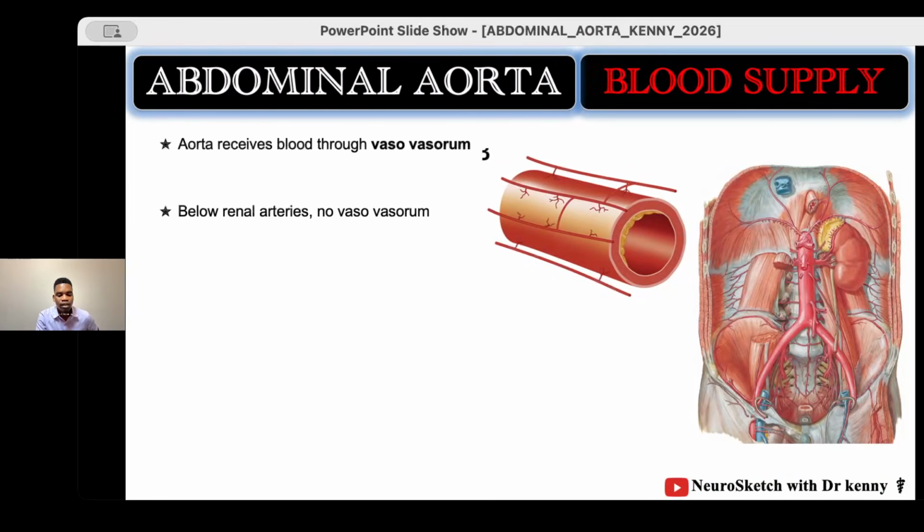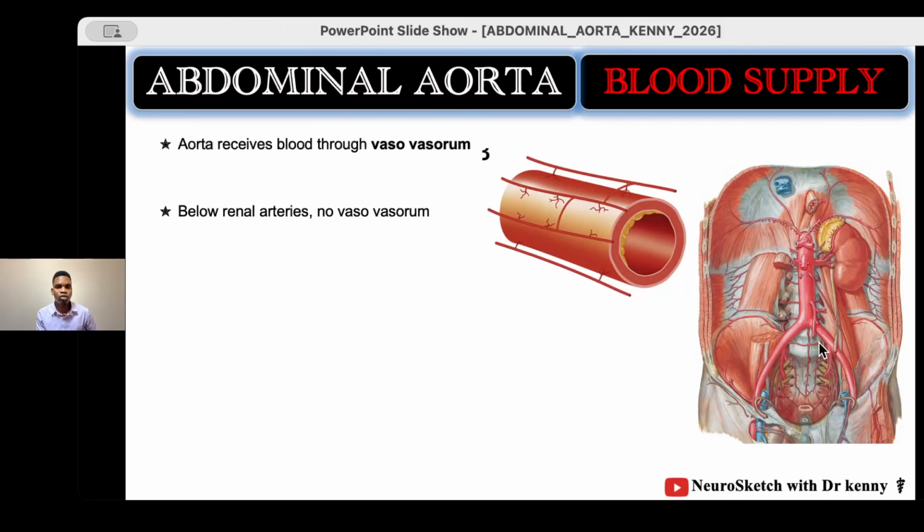And last, let's see the blood supply of the abdominal aorta. Now, the abdominal aorta also receives blood through small vessels called the vasa vasorum, and vasa vasorum translates into vessels of the vessels. These are small vessels that supply big vessels like the abdominal aorta. This is to say the abdominal aorta receives blood by way of the vasa vasorum. Now, the vasa vasorum are absent below the renal arteries. Below the renal arteries, the abdominal aorta has no vasa vasorum.